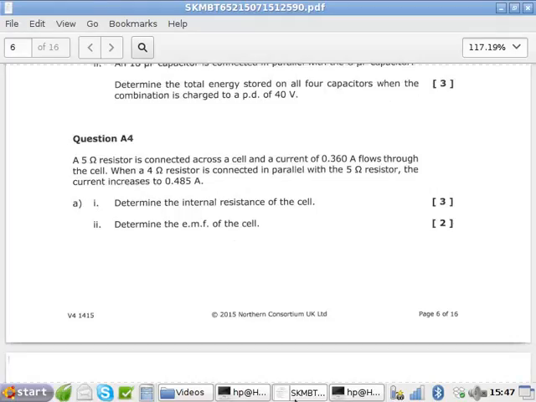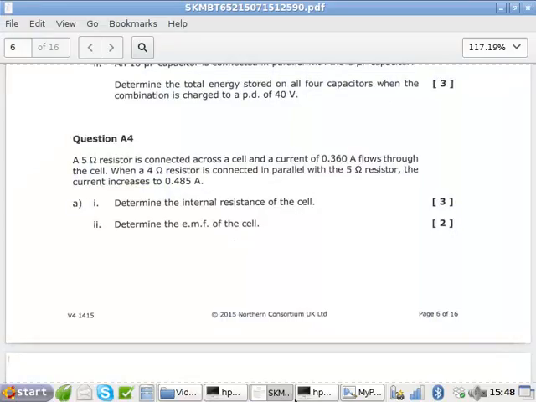A 5 ohm resistor connected to a battery gives 0.36 amps. When a 4 ohm resistor is connected in parallel to the 5, the current increases to 0.485. So originally it's a 5 and you have one current, then when you stick in a 4 in parallel, the current goes up. Right, so let's try and draw this as best we can.